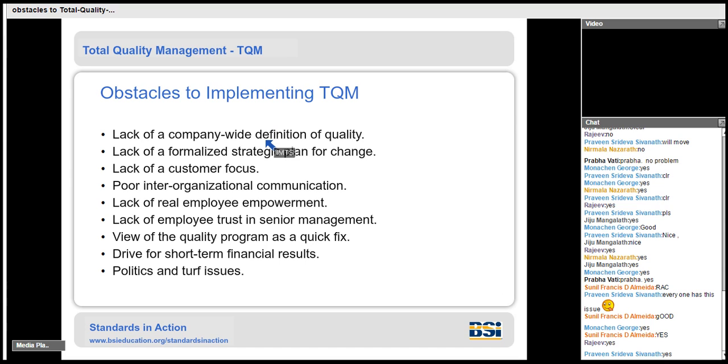Lack of a company-wide definition of quality, lack of a formalized strategic plan for change, lack of a customer focus, poor inter-organizational communication, lack of real employee empowerment, lack of employee trust in senior management, few of the quality programs as a quick fix, drive for short-term financial results, political and tough issues. So these are all the obstacles to implementing total quality management. Okay, just go through it once, everybody.